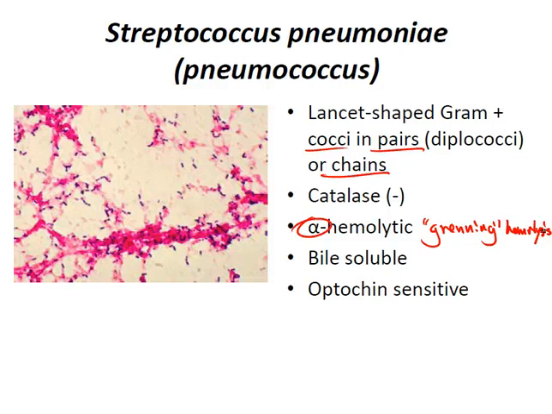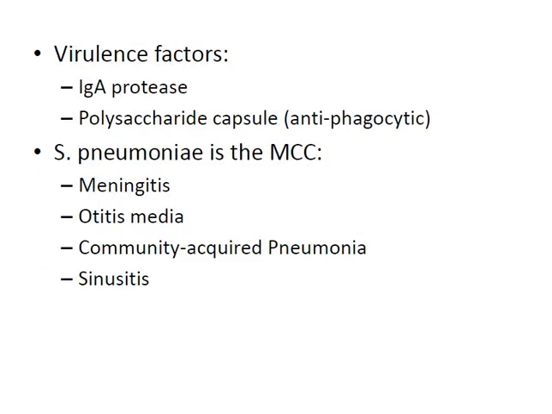So let's talk about the virulence factors of strep pneumo. You have an IgA protease and a polysaccharide capsule, which is anti-phagocytic. The IgA protease cleaves secretory IgA in where? Mucus. So 5 to 10% of adults have nares colonized with pneumococcus.